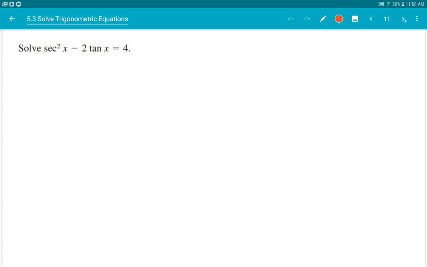All right, okay, the last one for the day, okay, I know this has been a long video, all right, is this one here. So we need to go ahead and solve this. So again, an identity popped up here. So we're going to substitute 1 plus tangent squared in that position. Minus 2 tangent x equals 4.